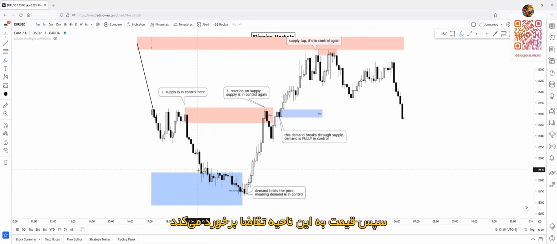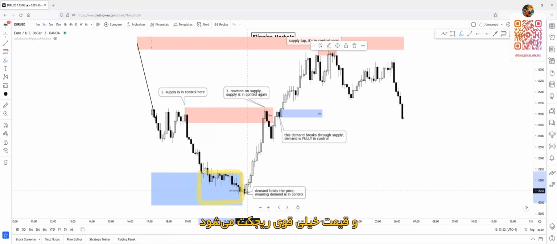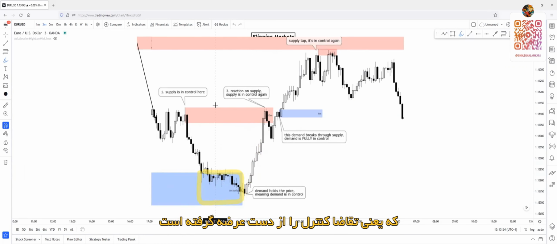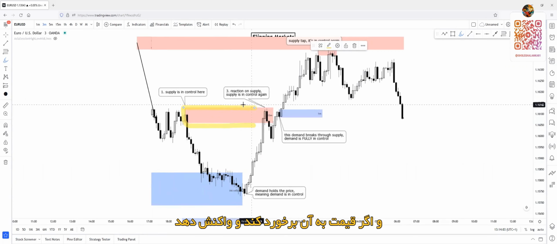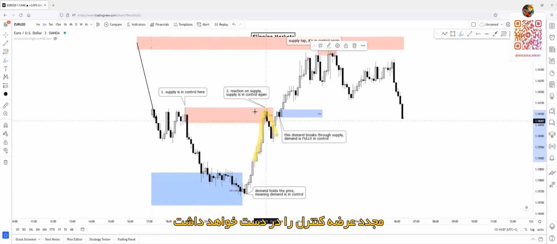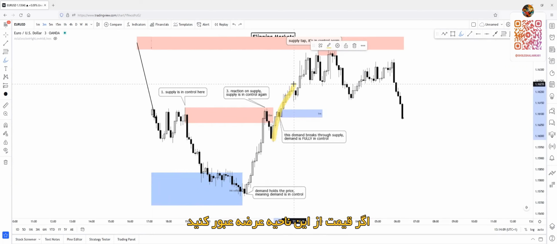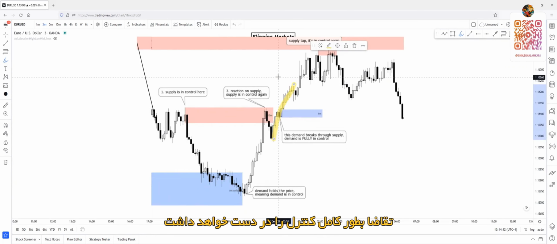Okay, after this, price stepped into this demand zone and had a strong rejection in it, which means demand took over control from supply. But it isn't a full control, because as you can see, we still have this supply zone up here. And if price steps into this supply zone and reacts on it, supply will be in control again. If price breaks through this supply zone, demand will be fully in control.